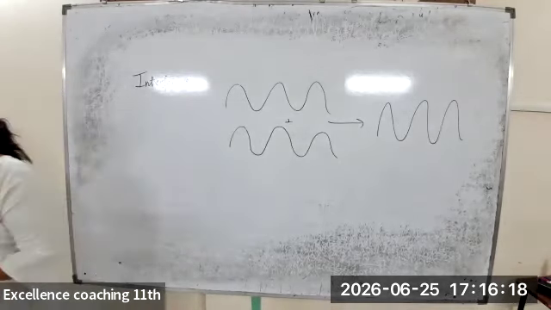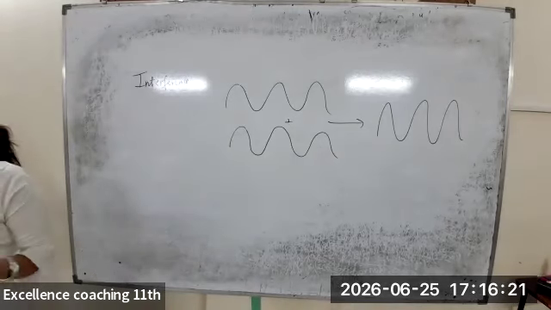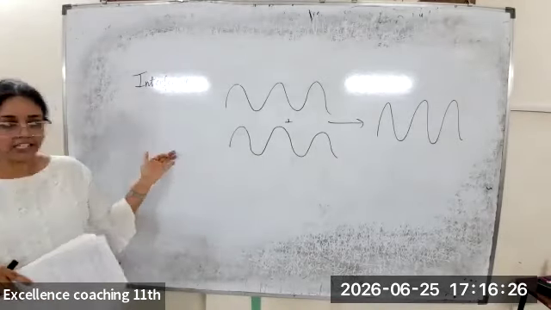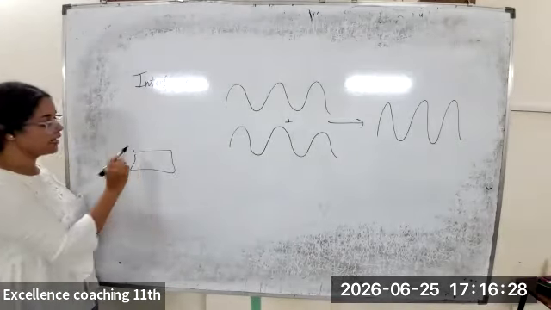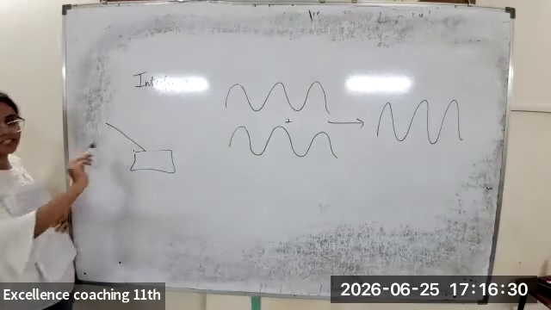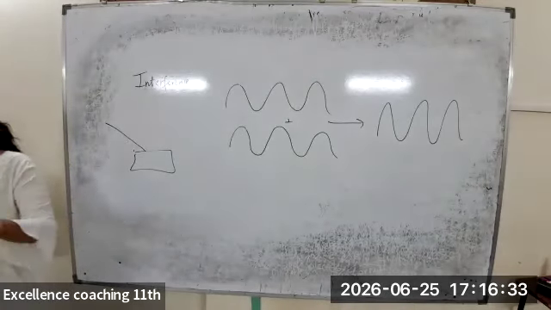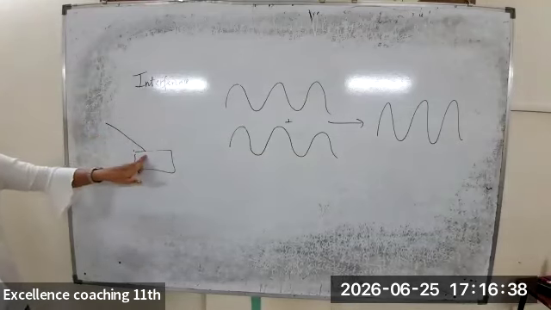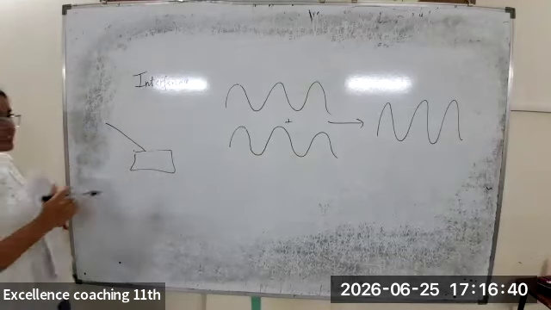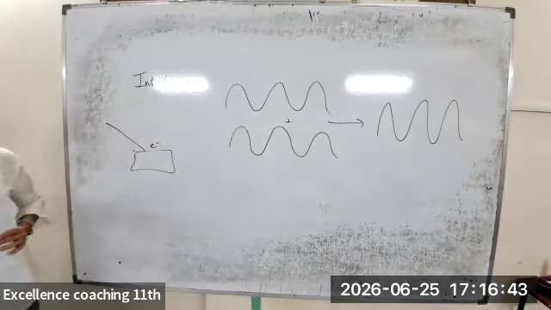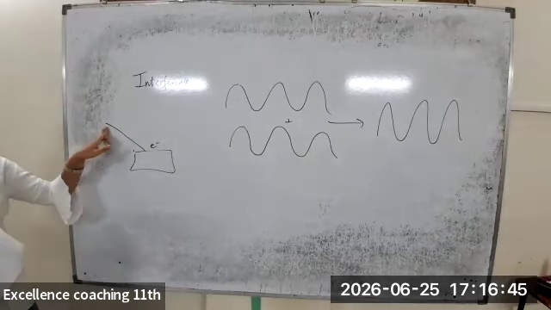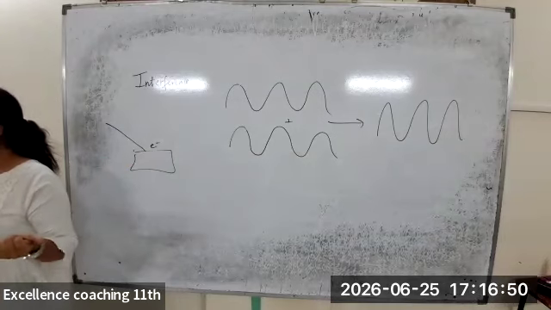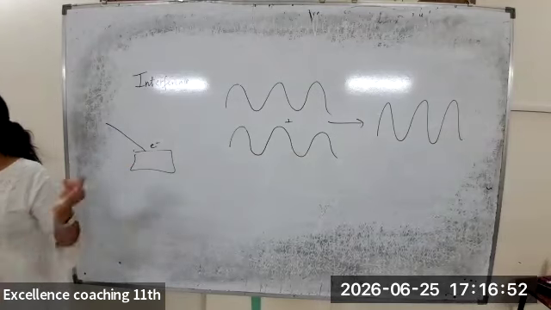Secondly, the ejection of electrons from a metal surface when something strikes it. Suppose I have a metal and some radiation strikes this metal surface. It will have some energy, some frequency. When it strikes the surface, it was expected that some of the electrons will be given out. But this was not explained by the wave nature. So the second drawback was this.